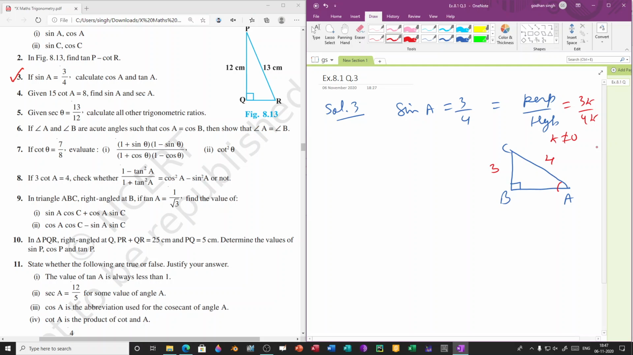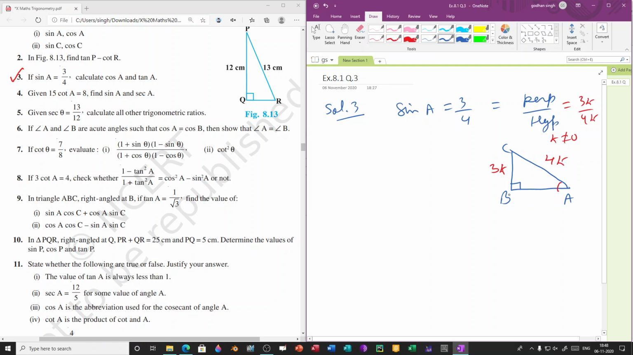K should be a positive real number, because it cannot be negative, and that is what we'll do here. So we'll write here 3k and 4k. We'll not write 3 and 4, because it can be multiple of 3 and 4. Both 3 and 4 can be multiples of, say, constant number k. So that is why we'll avoid writing 3 and 4. Perpendicular will not be written as 3 simply, and hypotenuse will not be written simply as 4. So we'll write 3k and 4k.